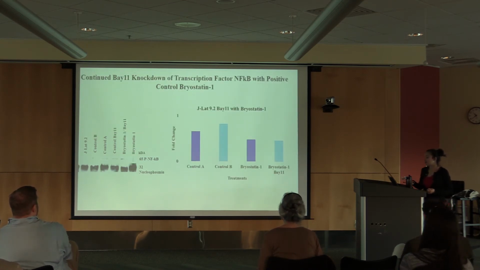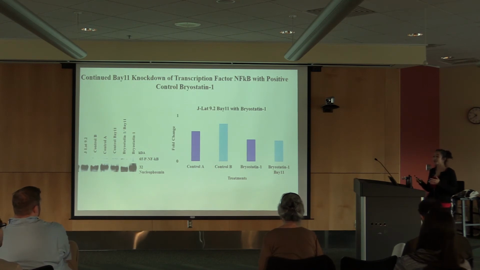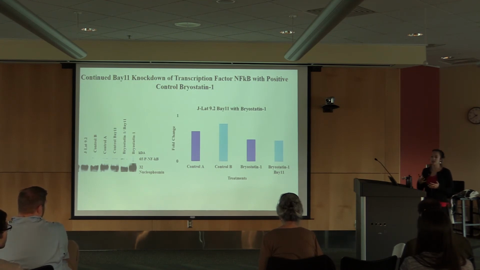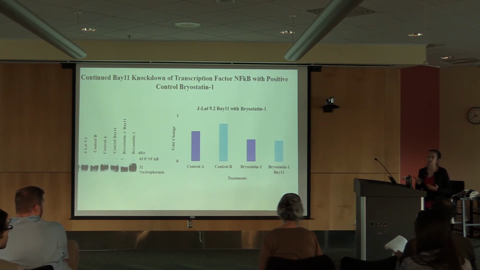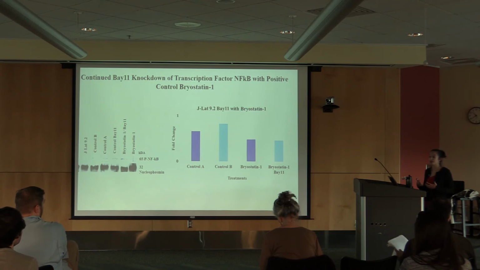Unfortunately, in my positive control, bryostatin specifically activates NFkB, and Bay11 should inhibit that quite a bit. We didn't see that with the Western blot, but like I said in the beginning, I didn't get much reactivation in the JLAT 9.2s using bryostatin. So we wanted to do 2 more experiments to make sure that Bay11 is targeting NFkB for reduction.